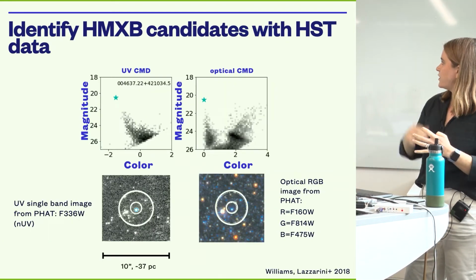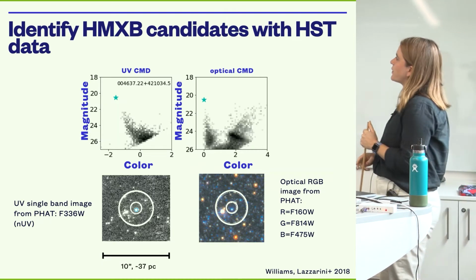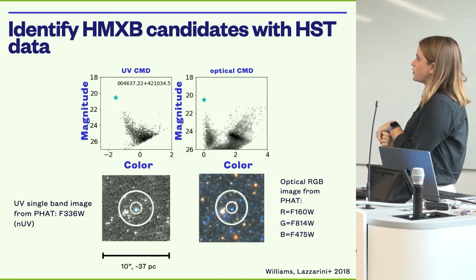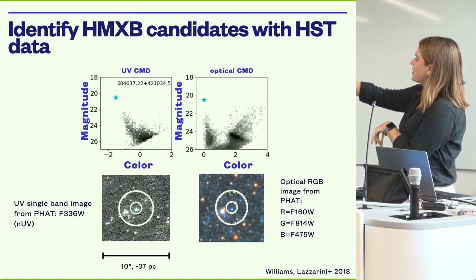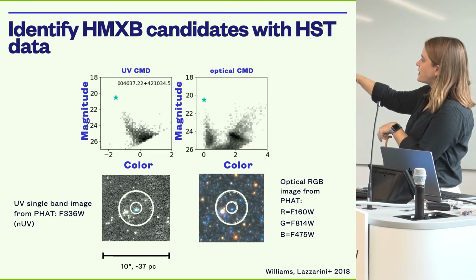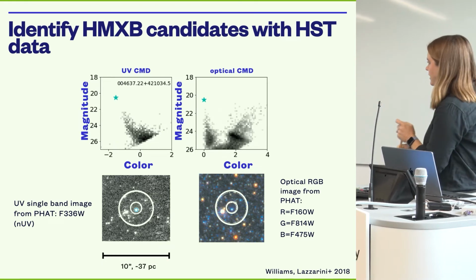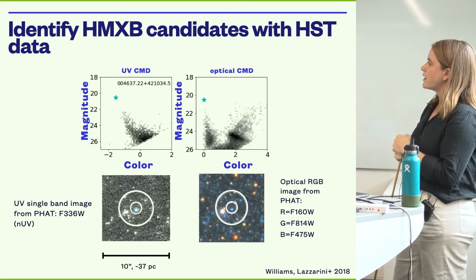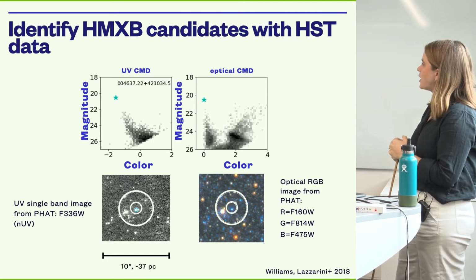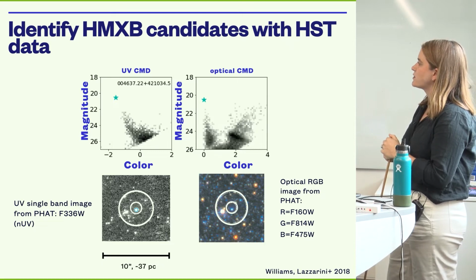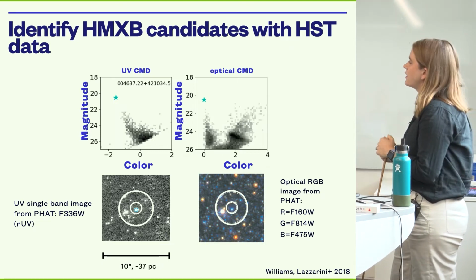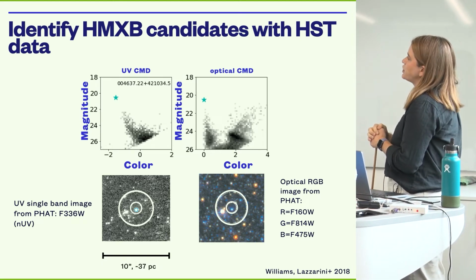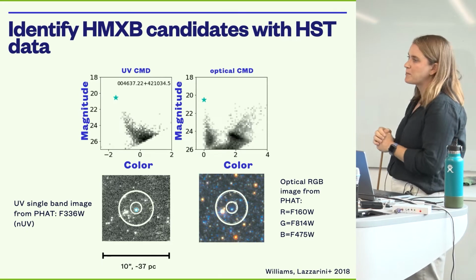So, as I mentioned, one of the ways we identify these HMXB candidates with the HST data is using some color magnitude cuts. You can see the optical image that I showed on the previous slide is the bottom right here. I also include the 3 sigma positional error. The left is a single band near UV image from the HST observations. And you can see that that source is also very bright in the near UV. And then you can see the cyan star on the top 2 color magnitude diagrams shows its position on a UV and an optical CMD.